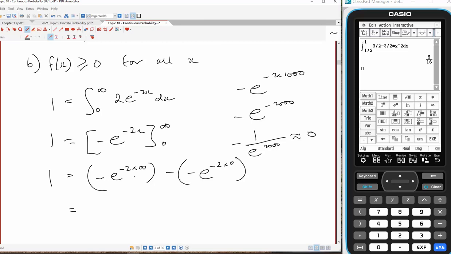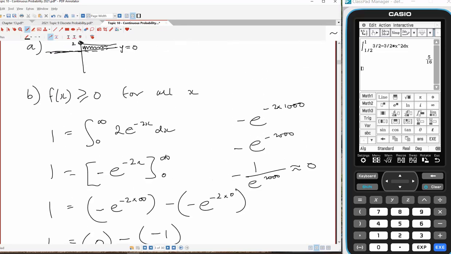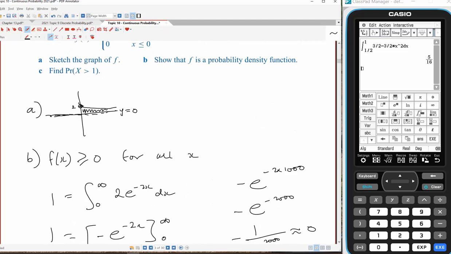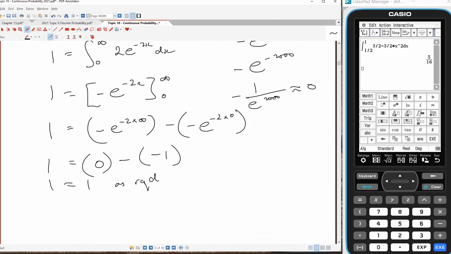Now this one here evaluates to 0, take away. Now e to the 0 is 1, so negative 1. And you can see what's about to happen: 0 subtract negative 1 is 1, as expected. Believe it or not, I can substitute infinity into a number even though I don't even know what infinity is. It's amazing.